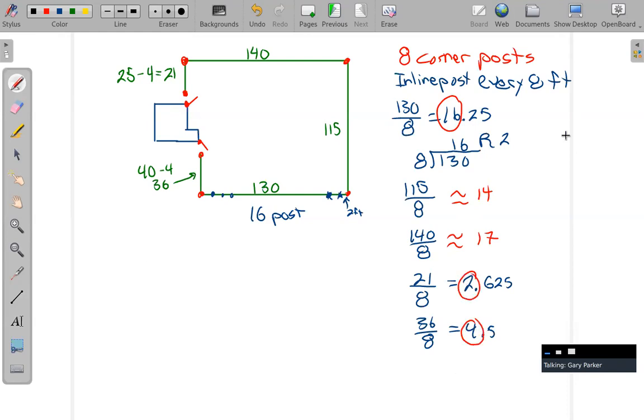Okay, so inline posts is going to be 16 plus 14 plus 17 plus 2 plus 4. All right, those should be all of them. So that's 16, 30, 47, 49, 53, if I'm counting right. Double check on the computer. I think I need 53 posts.